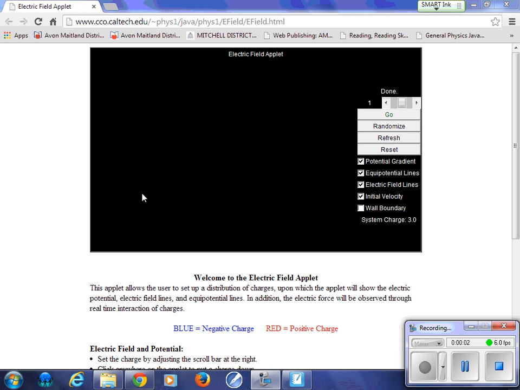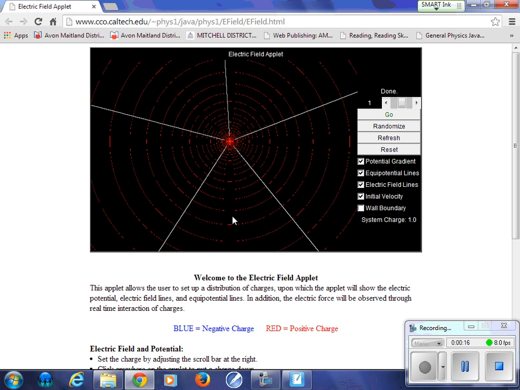All right, I put this applet on my website, so you can try this on your own. Up here controls the charge that I'm going to put on the board. I've got a positive charge, so they're going to show up in red. Here is a point charge. That's a charge of +1, and you can see the red lines are the equipotential lines, and the white lines are our field lines.